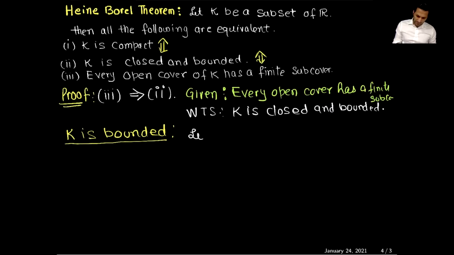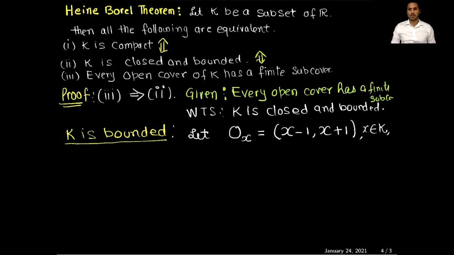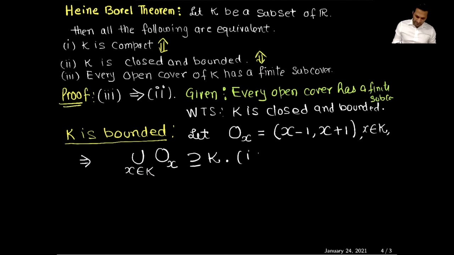So we will begin: let this open set O_x be the interval (x minus 1, x plus 1), where x is a member of the set K. So this implies that if I take the union over all x belonging to K of this O_x, these open intervals, this must contain K, or in other words, this is an open cover for K.